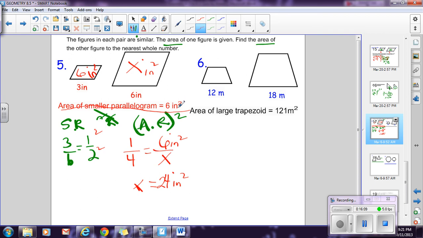And I put the 6 inches squared, which was the area of the smaller triangle, on top because that matches with the 1. It's the smaller of the two numbers here. And then I put X here to figure out the area of the larger. All right, why don't you go ahead and try this one, the 6, before you watch me do it with you. Try this out because this is something you're going to need to know how to do.